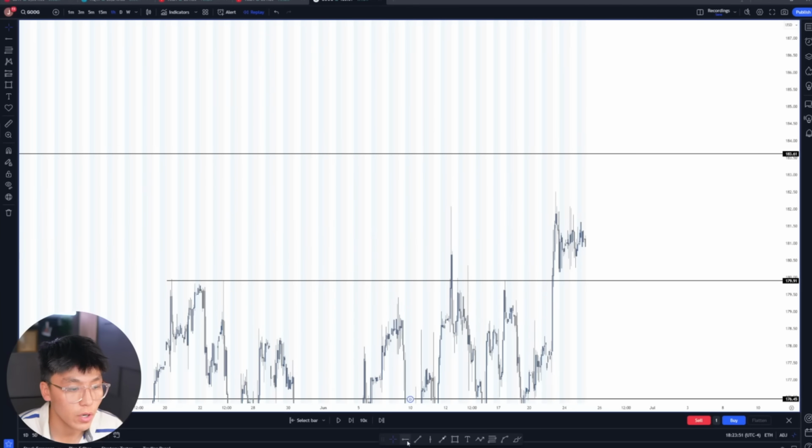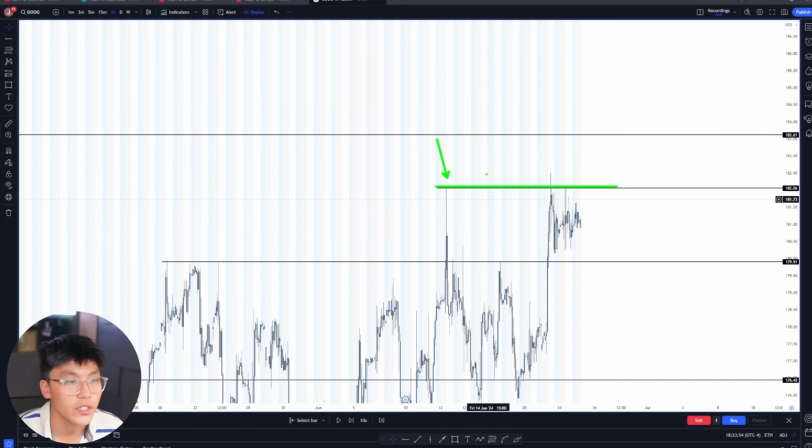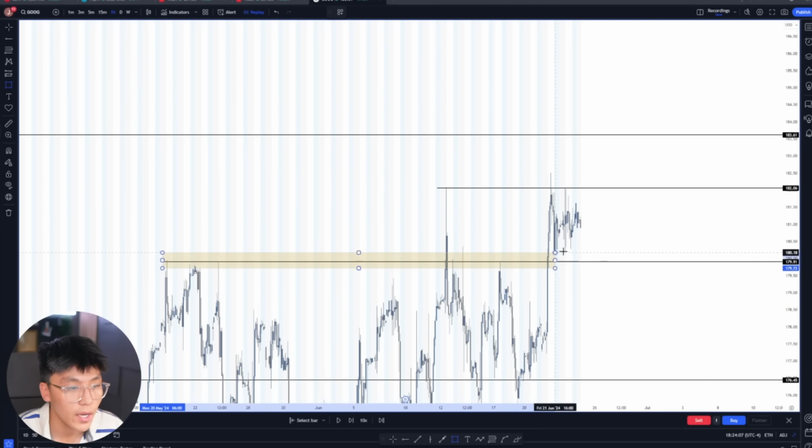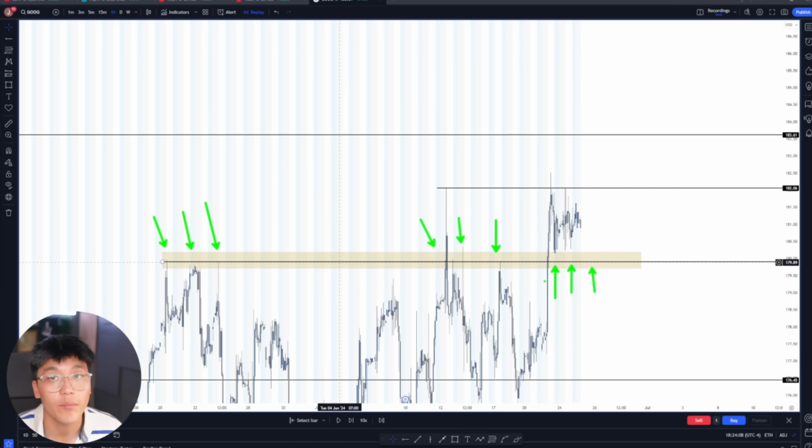I can also draw this key pivot high as well. As you can see, currently we're having a reaction off of this 182 key area, just consolidating right underneath that all-time highs level. I can also mark out and refine this into an area where there's multiple touches. You can see 1 touch here, 2 touch, 3 touch, 4 touch right here, 5 touch, 6 touch, and now we're basing above this level and trying to use this as a break and retest level.